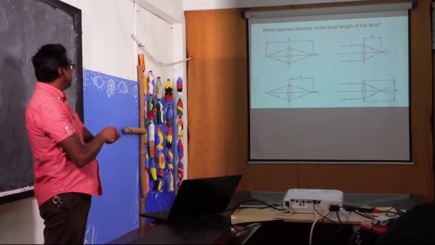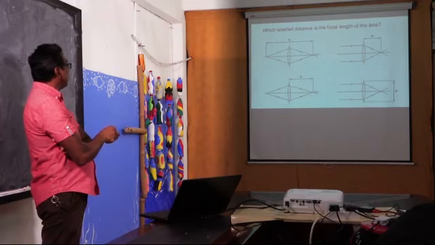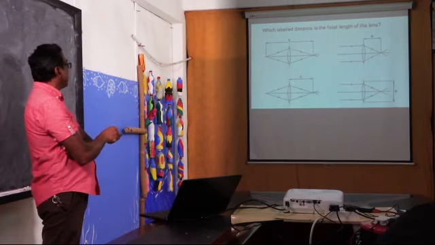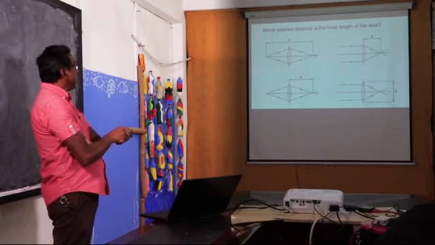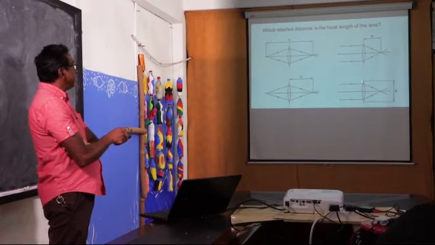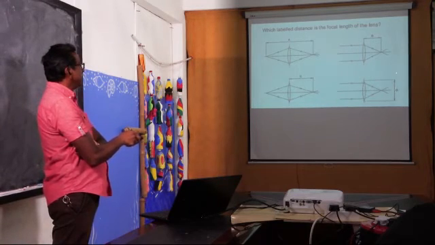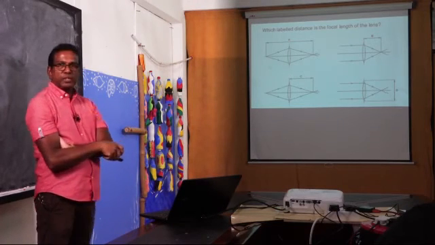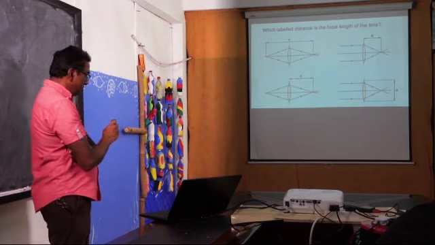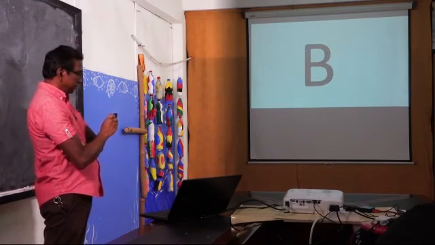It cannot be C because this is wrong. It cannot start from F and go through F. It will have to go parallel, and this one is parallel. It will have to go through F, okay, but the distance will be from here to here, not the distance between the two edges of the lens. I hope you got this, huh? So the answer here is B.